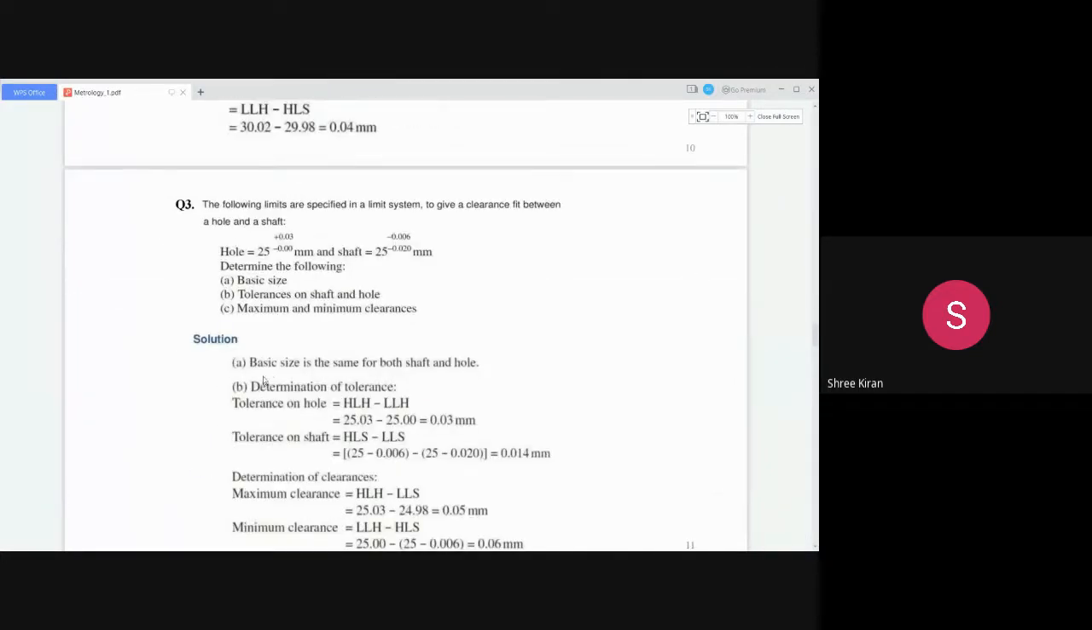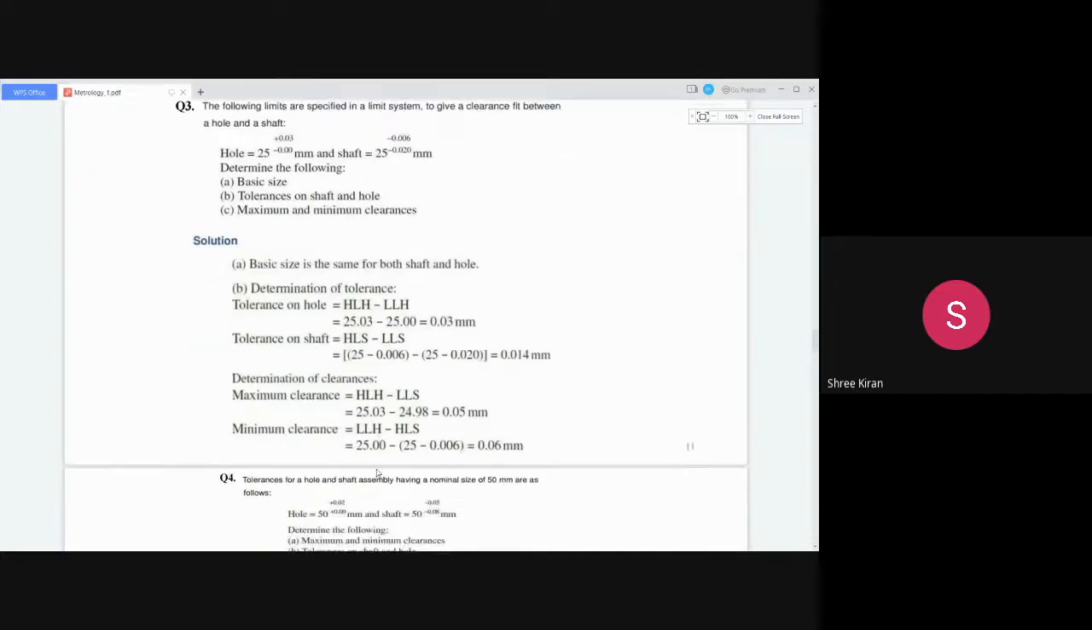Here we have the basic size, which is always the same for both the shaft and the hole, but there will be allowance and tolerances given. The tolerance of the hole is the higher limit of the hole minus the lower limit of the hole, and the tolerance of the shaft is the higher limit of the shaft minus the lower limit of the shaft. The maximum clearance is equal to the higher limit of the hole minus the lower limit of the shaft, and the minimum clearance is the lower limit of the hole minus the higher limit of the shaft.